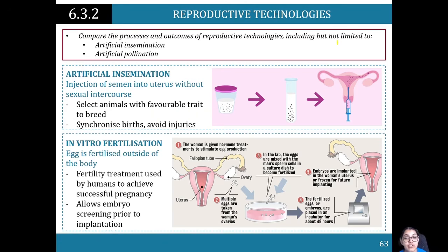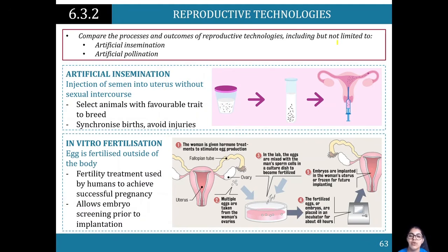We then have in vitro fertilization. In vitro fertilization, IVF, is when the egg is fertilized outside of the body. This is a fertility treatment that is used by humans to achieve successful pregnancy, and it also allows for embryo screening to occur.